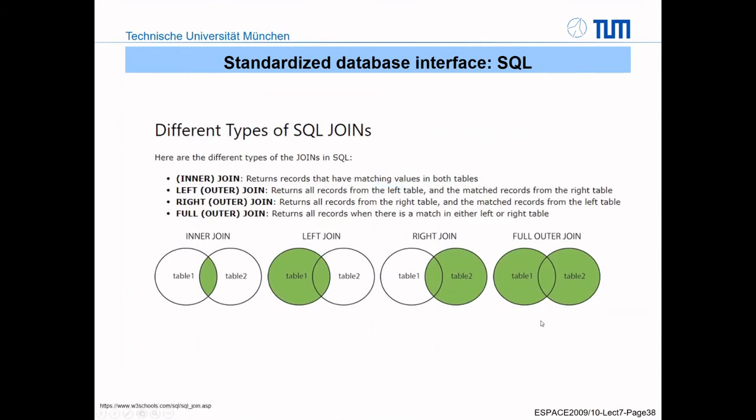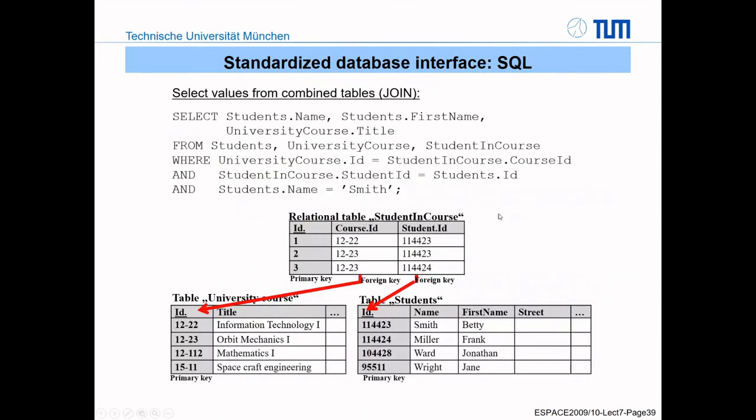Again, a reminder that this is taken from W3Schools. A reminder: inner join, left join, right join, and full outer join are supported. The most important one, I would say, is the inner join, where you have two tables and you get the intersection of these two tables. And this is done with this structure.